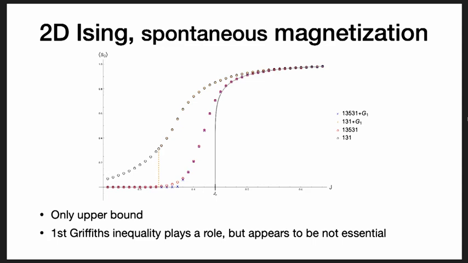But maybe I shouldn't oversell that too much, because once you go to a larger region, in this one, without imposing the first Griffiths inequality, it's already doing better than this one. Of course, if you include it further, then you get a tiny improvement, like this. By the way, here I'm just plotting the upper bound, because the lower bound is just 0. So that's the role of the first Griffiths inequality, maybe not so important.